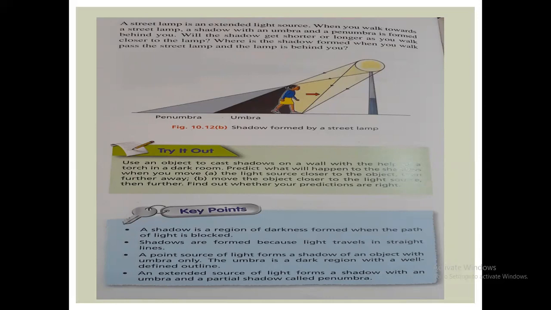So what we have learned in this lesson, a shadow is a region of darkness formed when the path of the light is blocked, okay? It's only formed when the path of the light is blocked because the light travels in a straight line. Shadows are formed because light travels in straight lines, of course, and it cannot move in a zigzag way. A point source of light forms a shadow of an object with an umbra only. The umbra is a dark region with a well-defined outline. An extended source of light forms a shadow with an umbra and partial shadow called penumbra, as you can take a look in the picture over here.